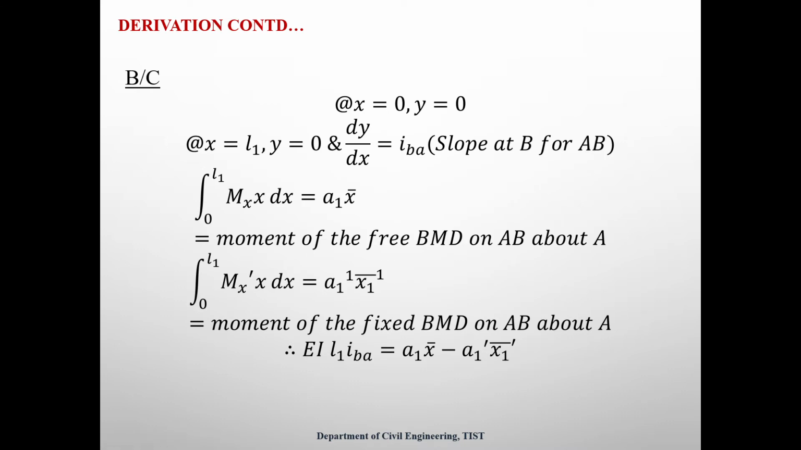The integral from 0 to L1 of Mx into x dx is the moment of the free bending moment diagram on AB about A. That can be represented as A1 x1 bar. Similarly, the integral from 0 to L1 of Mx dash x dx can be represented as A1 dash x1 bar dash, the moment of the fixed bending moment diagram on AB about A. Substituting all these values, we will get EI into L1 theta BA is equal to A1 x1 bar minus A1 dash x1 bar dash.